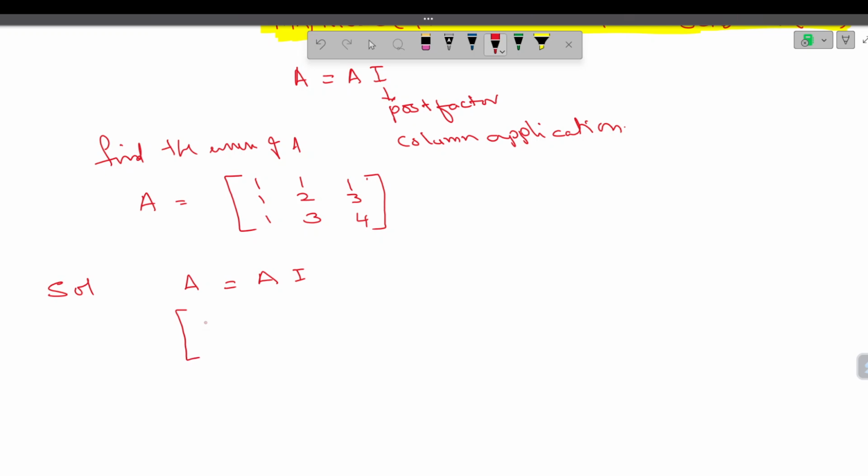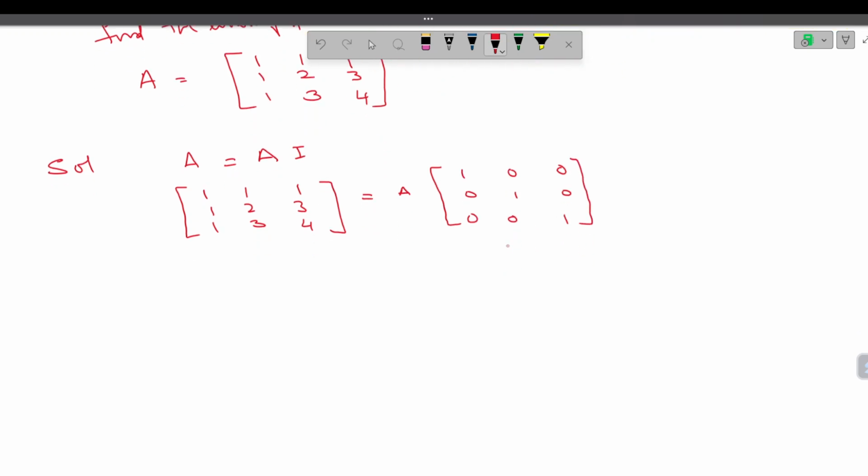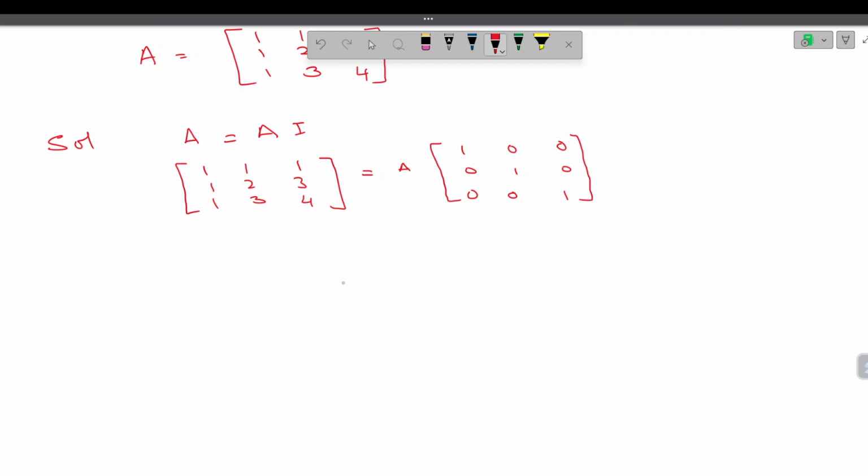What is our A? A is 1, 2, 1, 1, 1, 1, 2, 3, 1, 3, 4, column wise. A as it is I am writing, because I am not doing anything to A. This is the identity matrix. And all the operations we are performing on the columns, because I is the post factor.